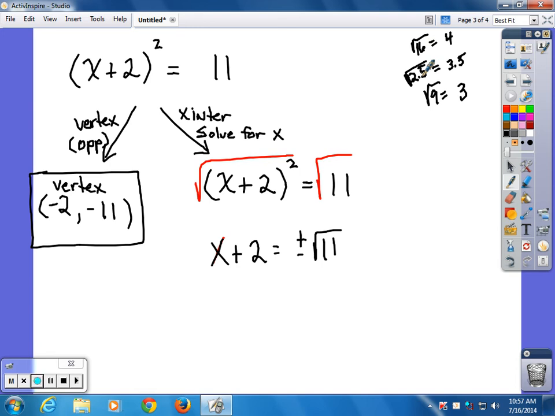Now, this is estimation. We're not splitting hairs here. We're just trying to plot a point. This is close enough to plot a point. But we don't have 11, we have 12.5, so let's do it again.